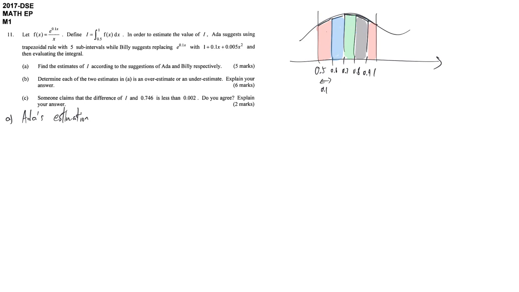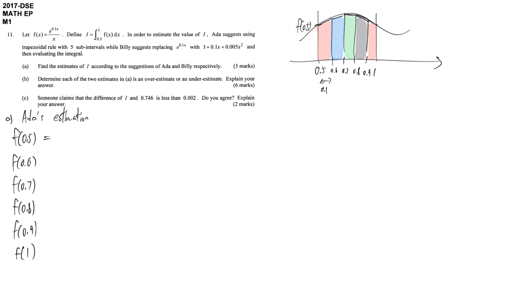So for the estimation, we need a few things. We need the height, f(0.5) here. We need f(0.6) up to f(1). So we write down f(0.5), f(0.6), f(0.7), f(0.8), f(0.9), and f(1). In order to have 5 regions, of course we need 6 vertical lines to separate them.